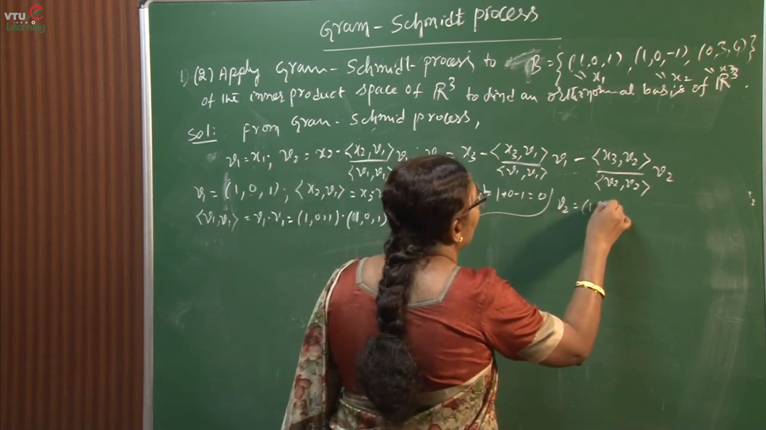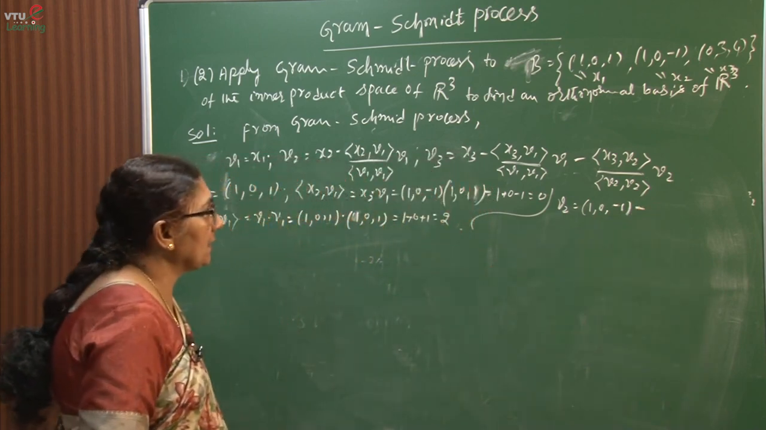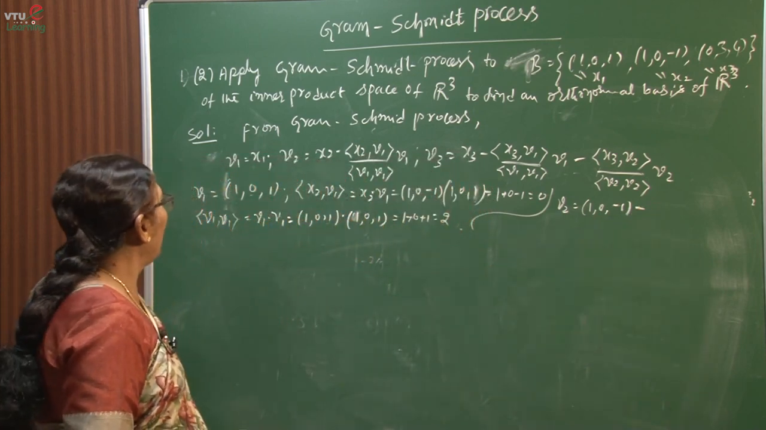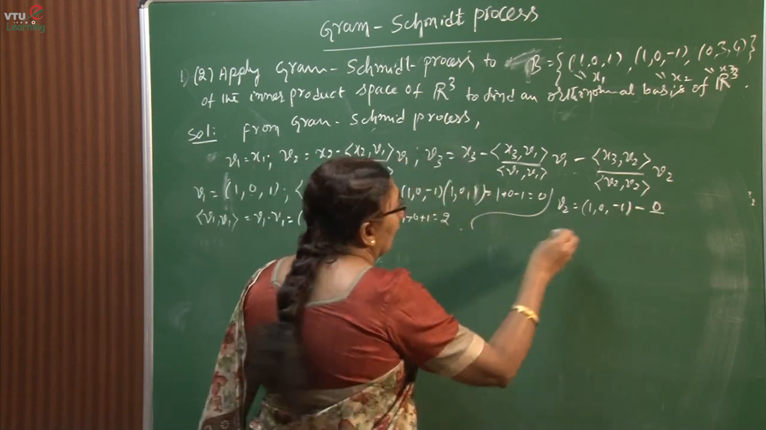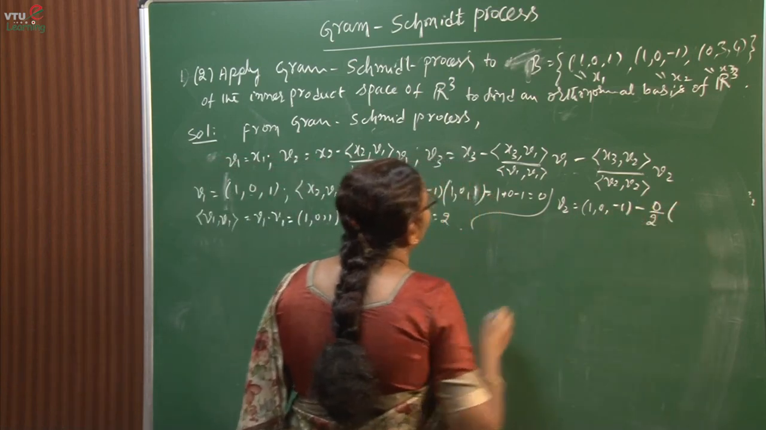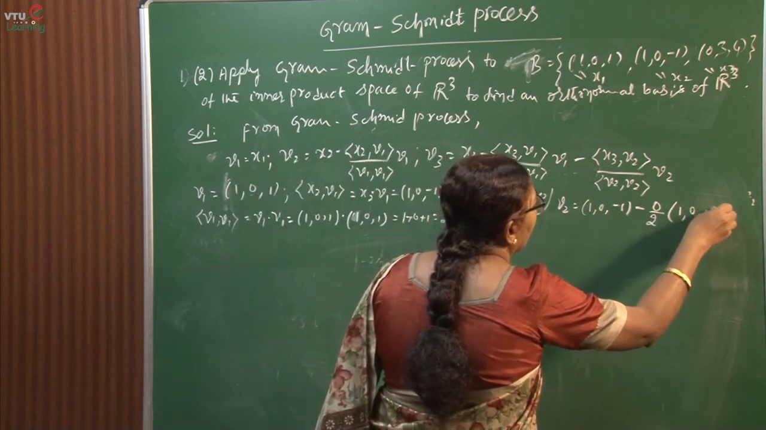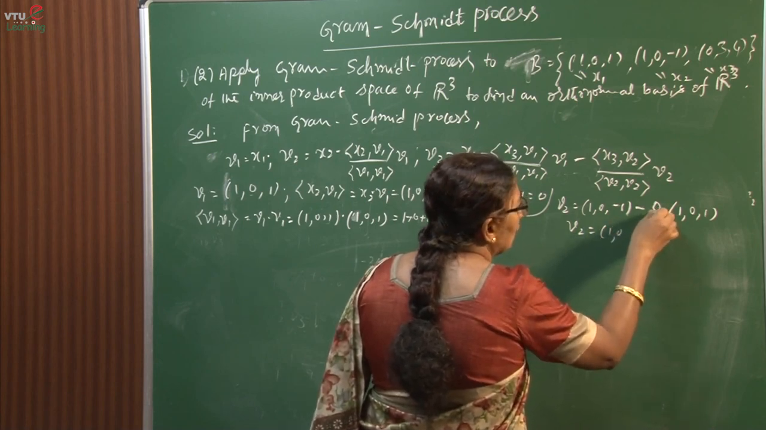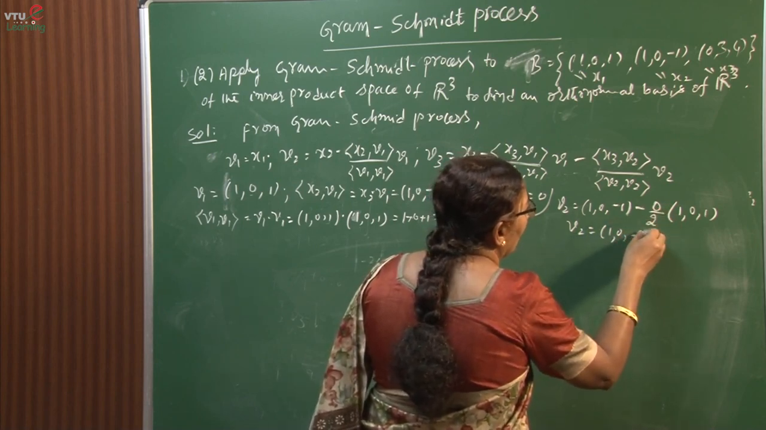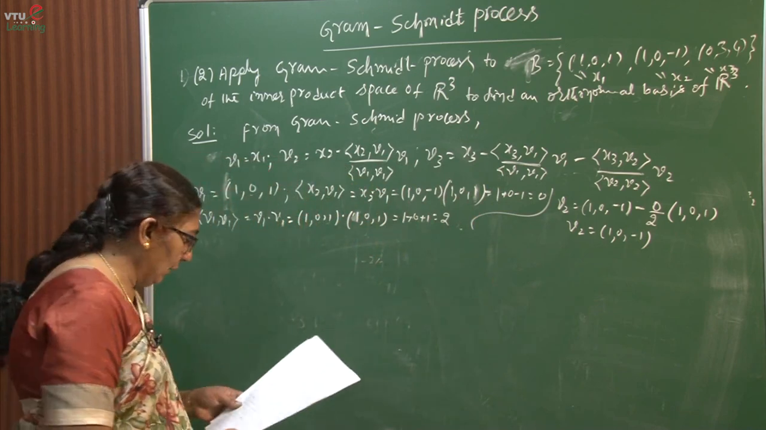1, 0, minus 1, minus the inner product of X2, comma V1, which is 0, divided by this value 2, into V1. What is V1? 1, 0, 1. What do we get actually? V2 is nothing but x2 itself, because this ratio is 0, therefore that quantity is 0. Here we get V2 itself is nothing but x2 only.